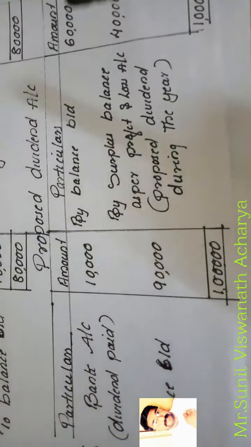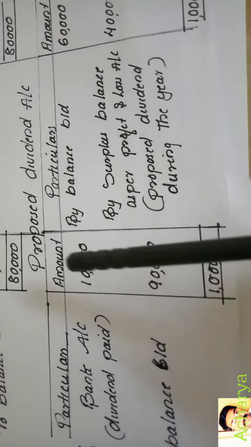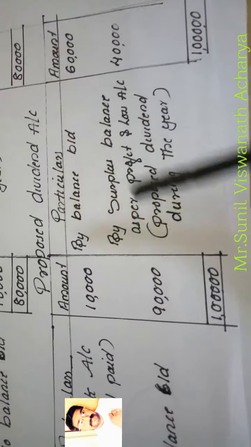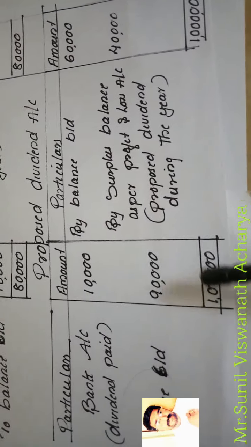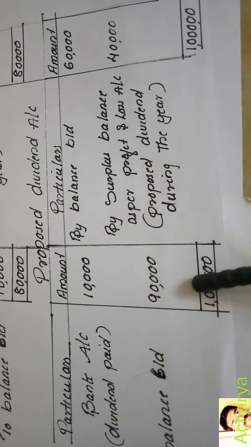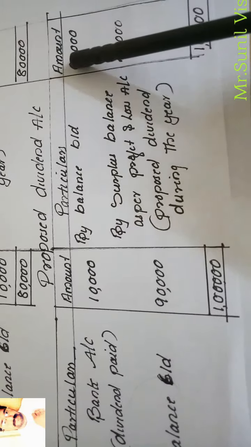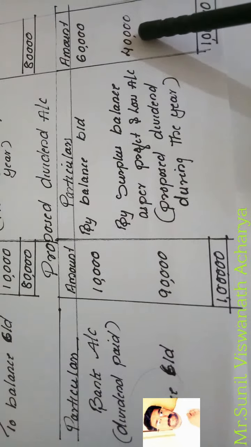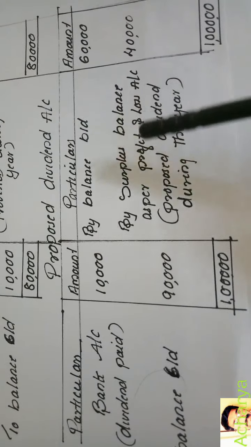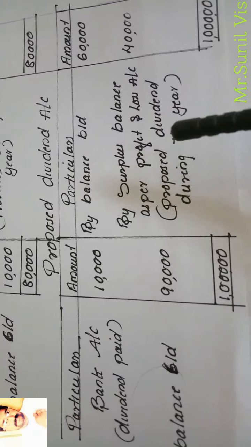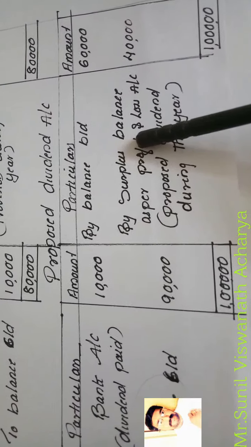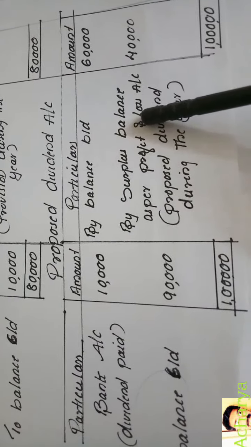Now we have to total both sides. On this side we know 90,000 plus 10,000 is 1 lakh. On this side there is only 60,000. So which side is more? The debit side is more. So on both sides we will write 1 lakh. From this side we subtract 1 lakh minus 60,000, and we get 40,000. So this is the proposed dividend of the current year. Okay, so this we will transfer to the profit and loss appropriation account.